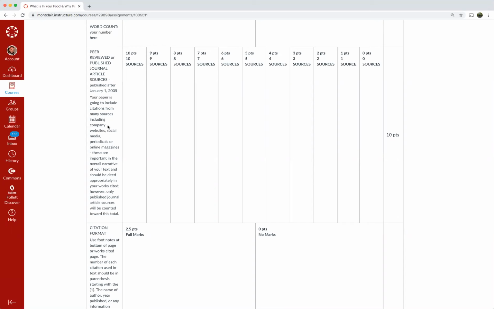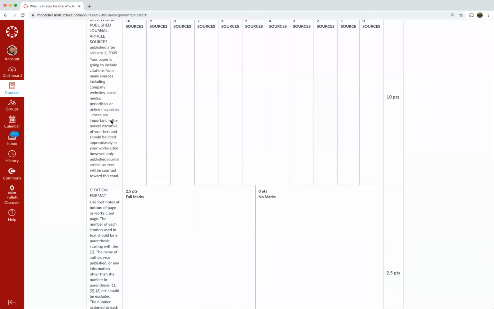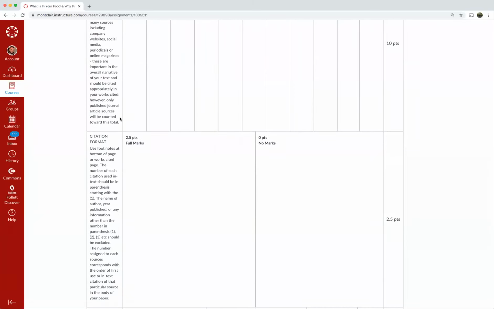If you use all the ones you found from part 3, you're going to have 15 to 20 sources as is. Now, part 3 was done to help give you a jump start on the sources that you could use. You don't have to use every one of those sources, but you absolutely are free to do so. But remember that they have to meet this criteria to count for the 10 points. But you want to make sure that you cite everything appropriately in your works cited.